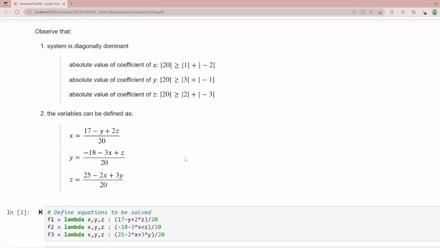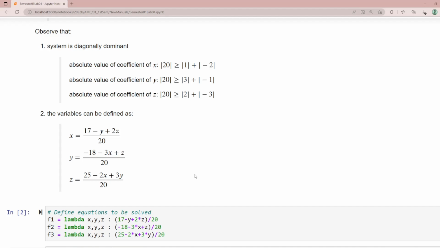So the first step was to use lambda to define the variables. So we use f1, f2, and f3, right? f1 for the first equation, f2 for the next equation, f3 for the last equation. And by the value of f1, we mean that we are going to find out the value of x by using the function f1. Using the function f2, we are going to find out the value of y, and by using the function f3, we are going to find out the value of z.